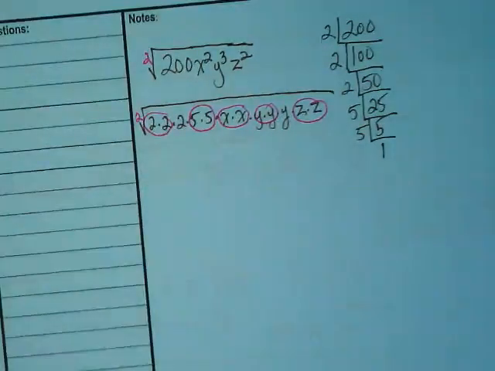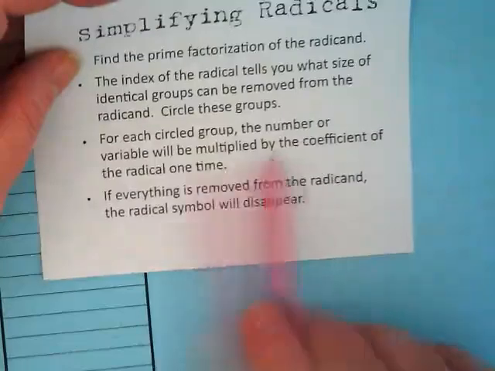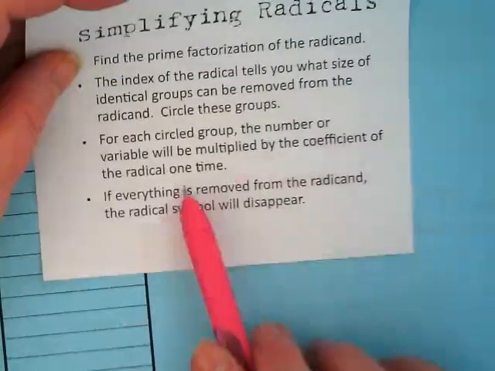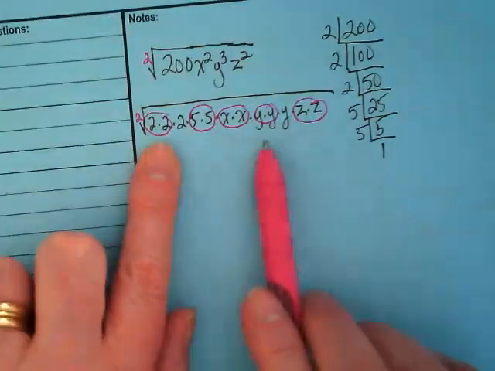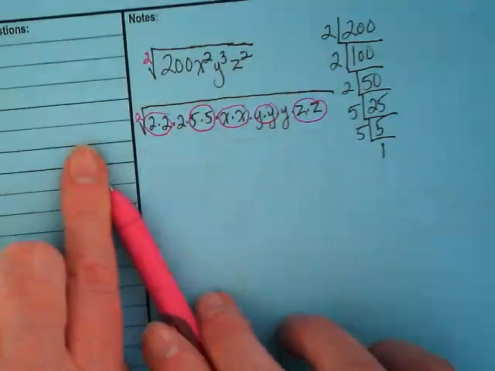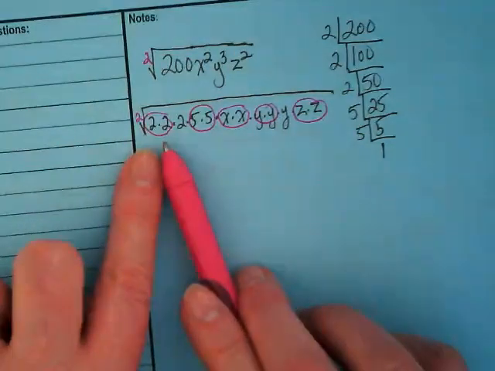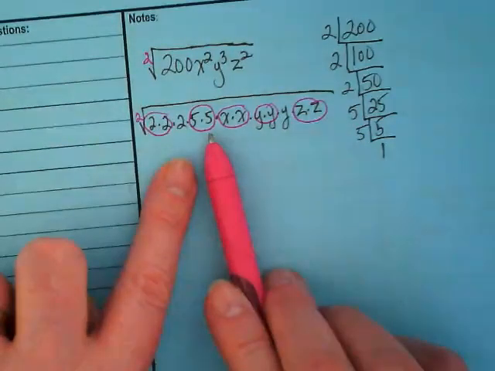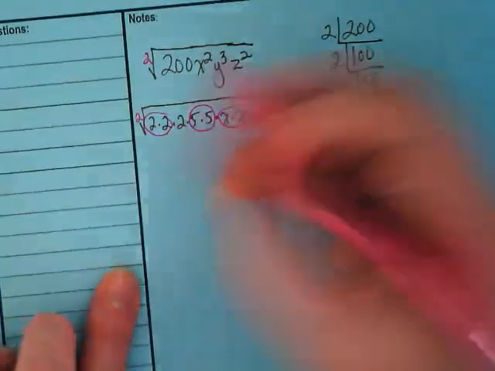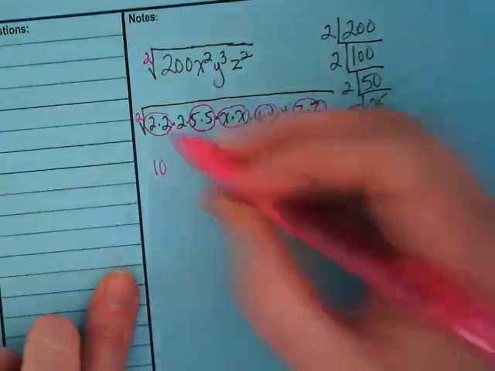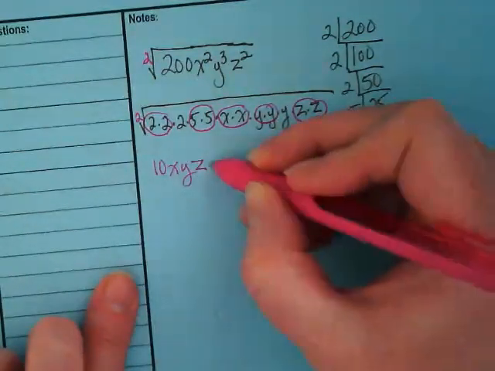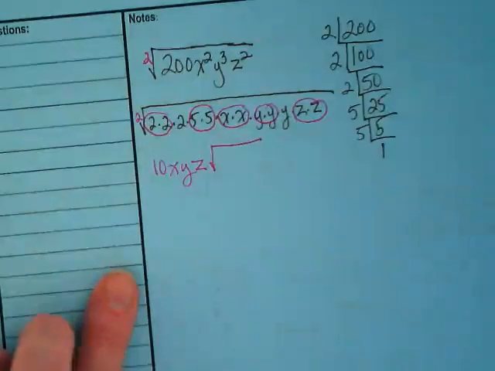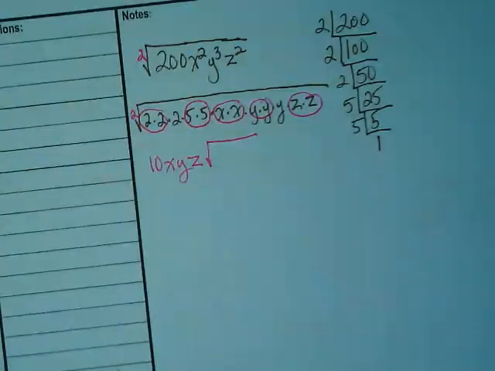So for each circled group, I'm reading the directions here again, for each circled group, the number or variable will be multiplied by the coefficient of the radical one time. I'm basically pulling these groups out, and they're going to go in front of the radical and become the coefficient. So 2 times 5 gives me what? 10. And then I get 1x, 1y, and 1z. And then I have to throw that radical sign back up, and whatever didn't get circled stays inside. They're trapped there because they don't have a partner.